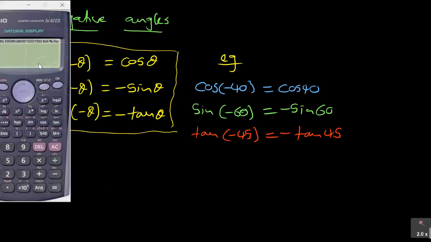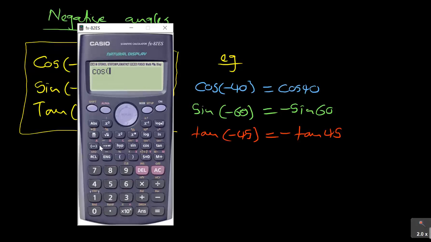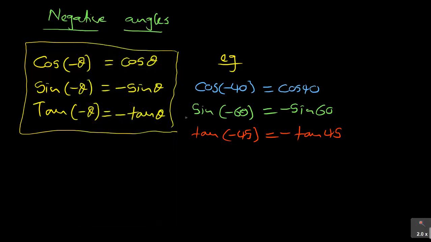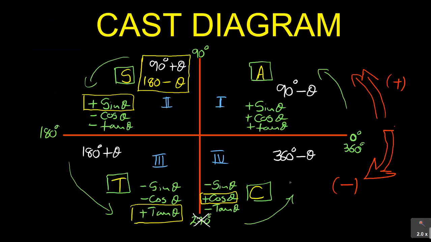You can also test it with a calculator. If I say cos negative 40, don't worry about the number, but look at the sign. You see the sign is positive. What about sine negative 60? It is giving me a negative answer, as well as tan negative 45 is also giving me a negative answer. The reason you're getting it, as I told you, is you are landing in the fourth quadrant, and in the fourth quadrant only cos is positive. So that is the first part that I wanted you to note.